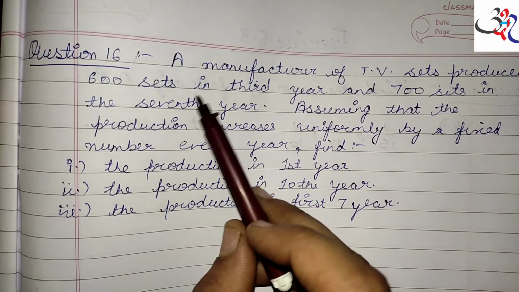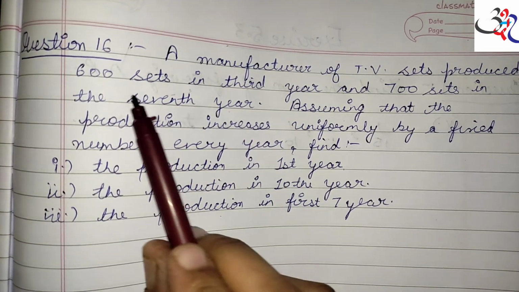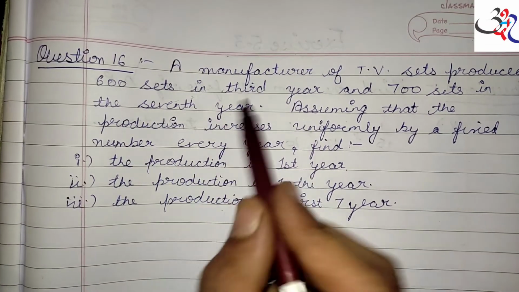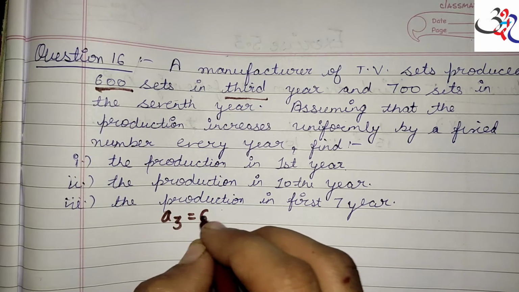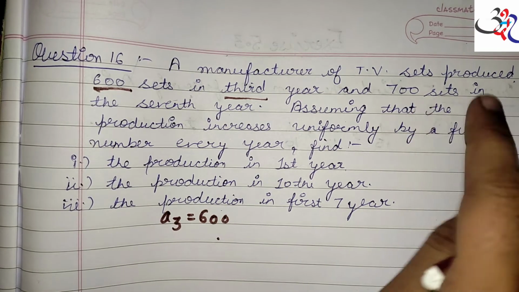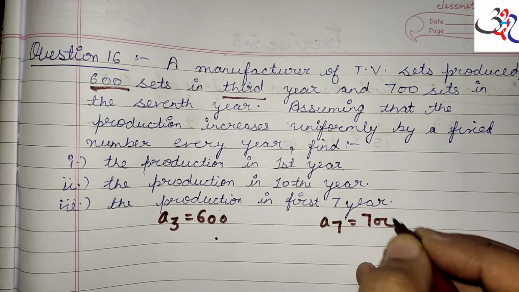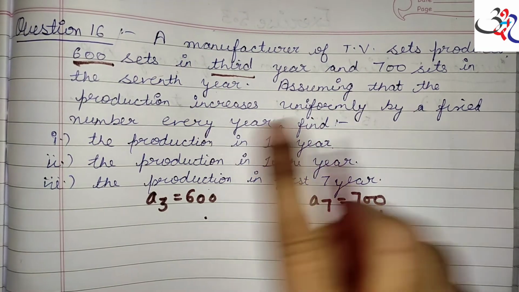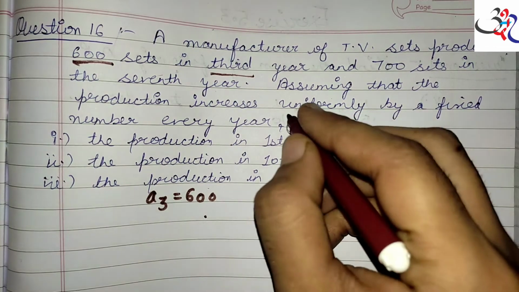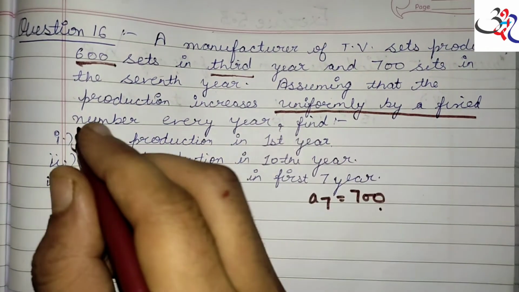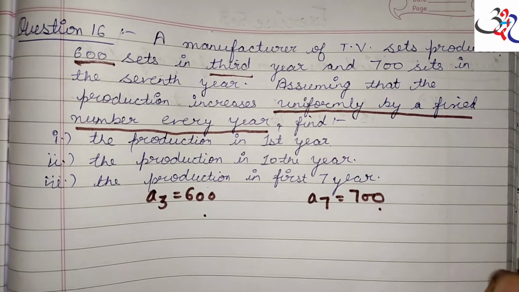Moving to question number 16, which says that a manufacturer of TV sets produced 600 sets in the third year. In the third year, 600 sets are produced, meaning A3 is equal to 600, and 700 sets in the 7th year, meaning A7 is equal to 700. Assuming that the production increases uniformly by a fixed number every year.